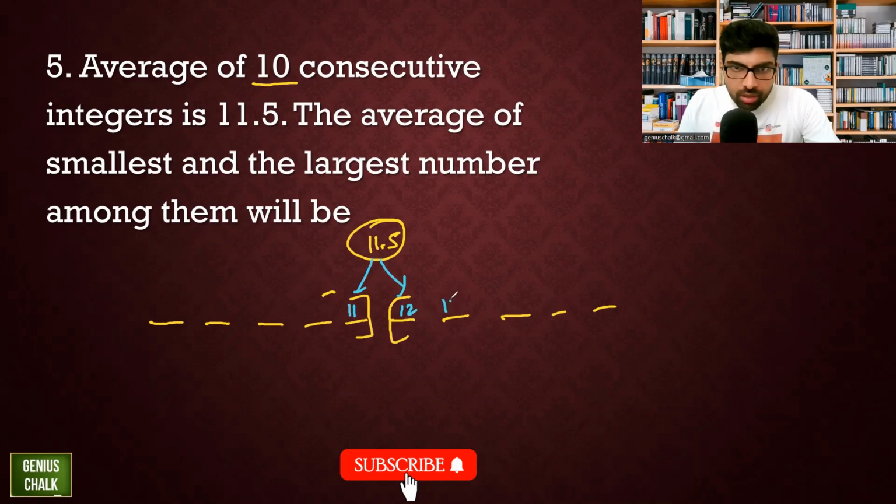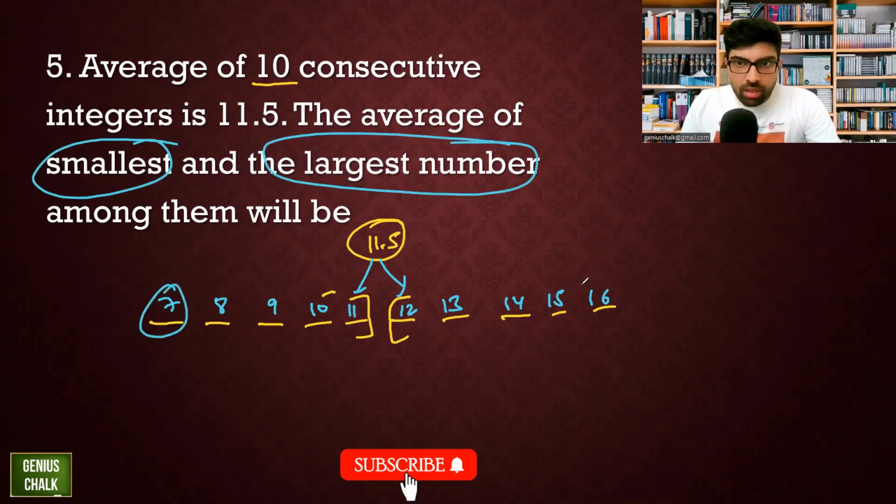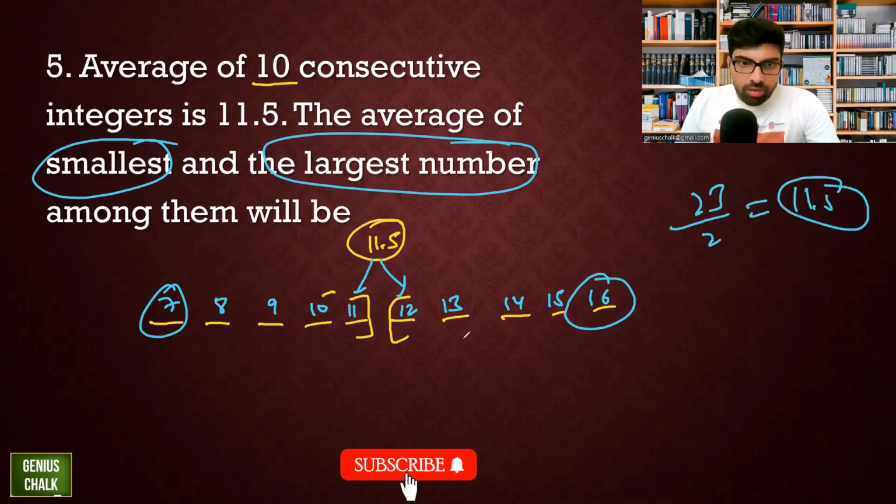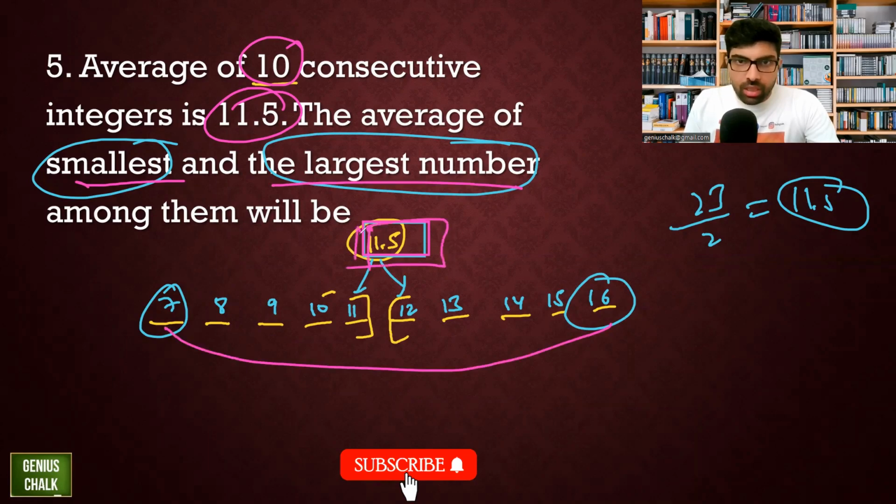Then you can make it 13, 14, 15, 16, 10, 9, 8, 7. So what is the answer for smallest and largest? You can see again 7 plus 16, 23. 23 by 2 is 11.5 only, which is the given answer. Already it's given, right? So this is my answer, 11.5. So in the exam, there is no need to write like this. If the average of consecutive things is given, and first and last is asked, then the answer is always the given average. There is no need to write in this question.